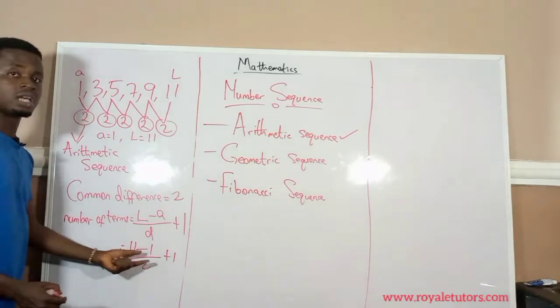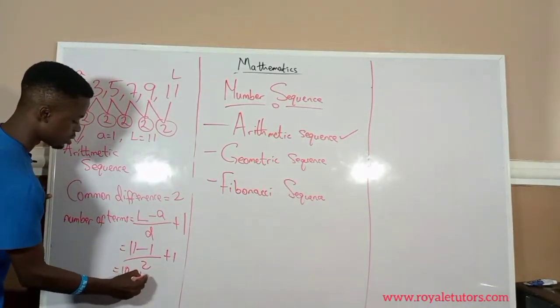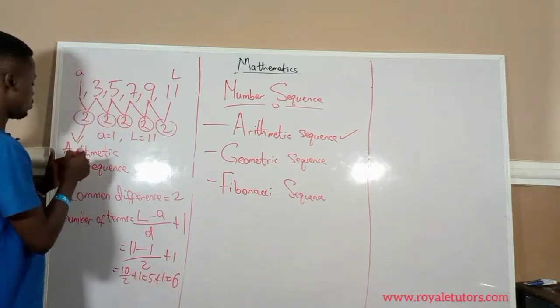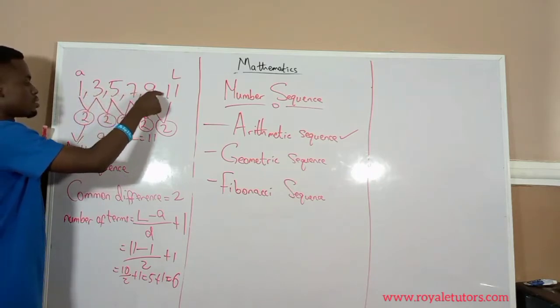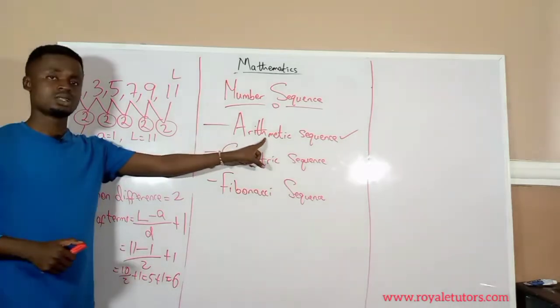So if you do this, you have 11 minus 1 is 10. 10 over 2 plus 1. This is going to give us 5 plus 1, which is 6. And truly, if we count, we have 6 terms: 1, 2, 3, 4, 5, 6. Mind you, this formula can only work for an arithmetic sequence.